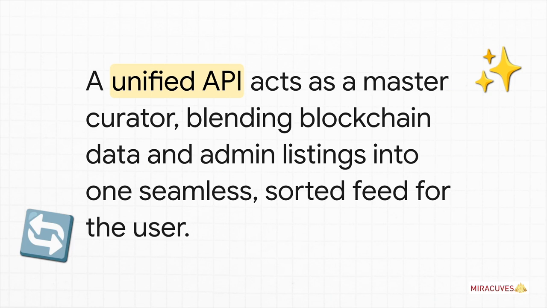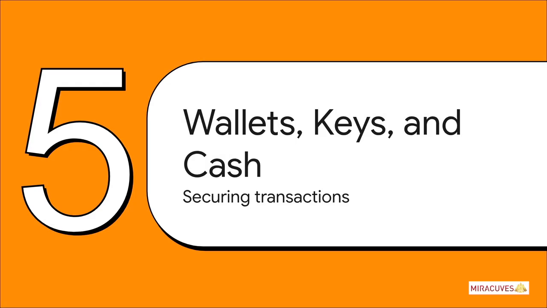It's something called a unified API. You can think of it like a master curator at a museum. Behind the scenes, it's grabbing art from two different collections, one from the public blockchain, one from your private internal database. It then blends everything together, sorts it, and presents this one single seamless exhibit to the user. And the user? They never even know about all that complexity happening in the background. It just works.